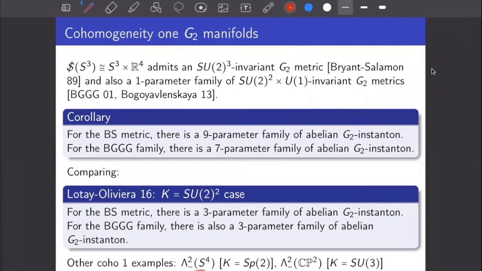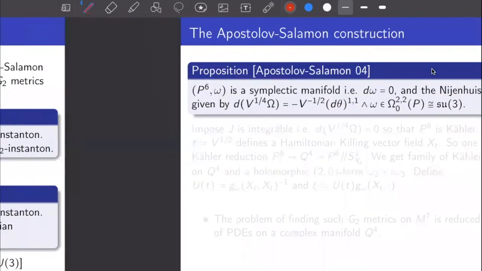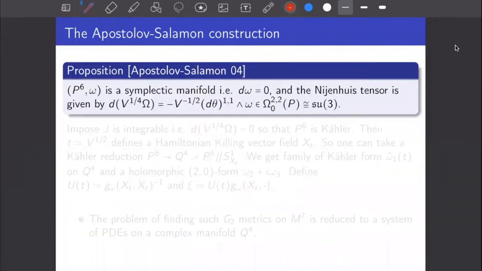So there's an 8 parameter family of abelian G2 instantons. Okay, so now let me go back to the Apostolov–Salamon construction. Recall earlier I said that if we have a G2 manifold with an S1 action, then the quotient space is going to be a symplectic manifold, so it has a closed 2-form.